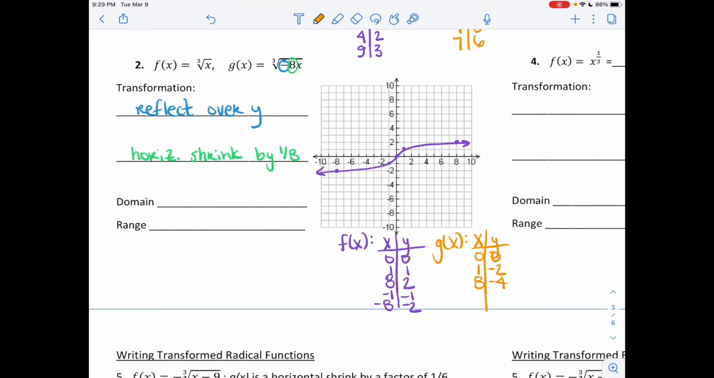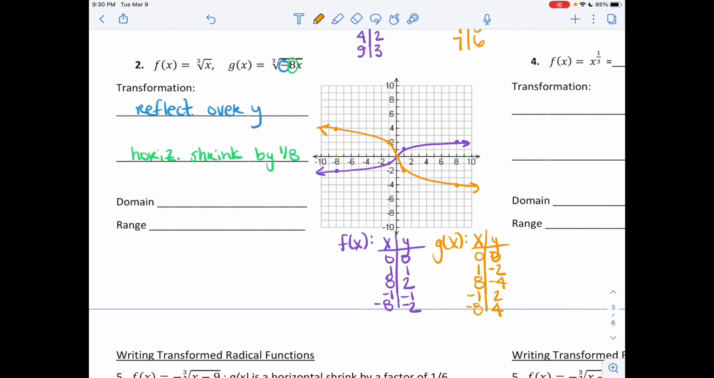I'm also going to have a couple of points that are opposite. At negative 1, I'll get positive 2, and at negative 8, I will get positive 4. So let's go ahead and plot those points. At 1, I'll be down at negative 2, and at 8, I will be down at negative 4. And then I have negative 1, positive 2, negative 8, positive 4.